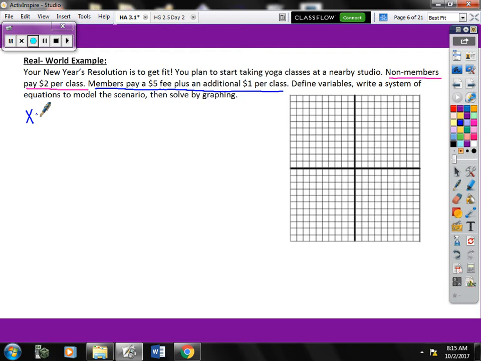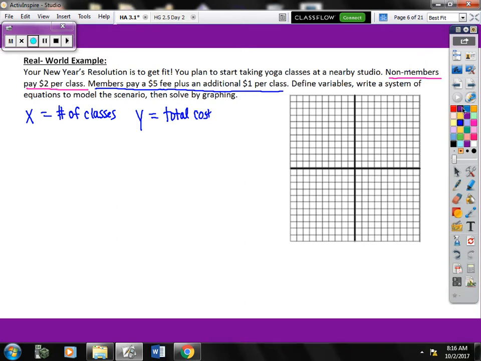So first of all, let's define our variables. Remember, x is your independent variable, y is your dependent variable. So what would I let my variables be in this problem? Abby? X would be the amount of classes. Good, the amount of classes. And what would y be? What would y be? Sam? I'm going to say total cost because you might not be a member, because that one scenario is a non-member. So I would just say the total cost to attend classes.